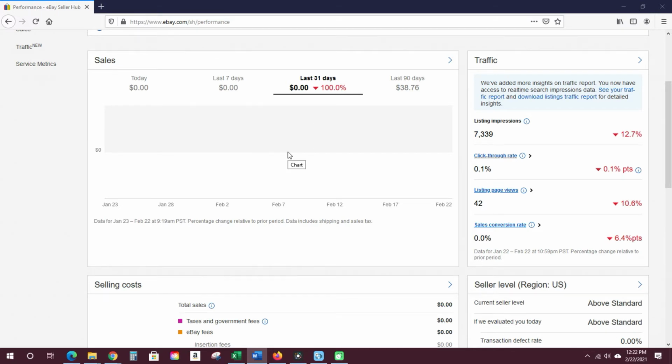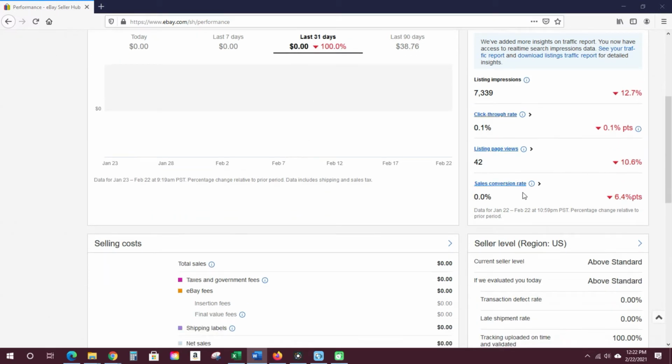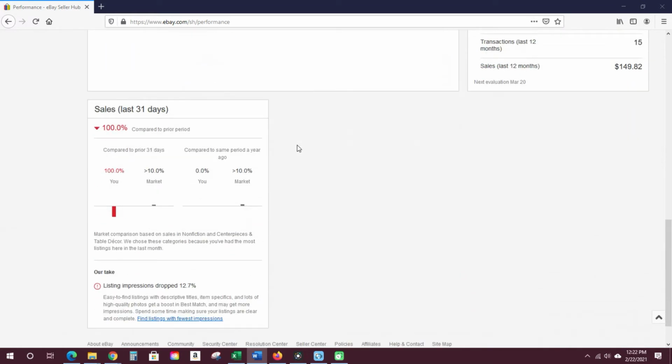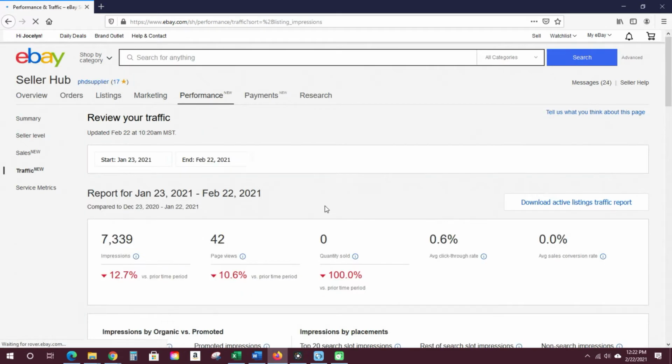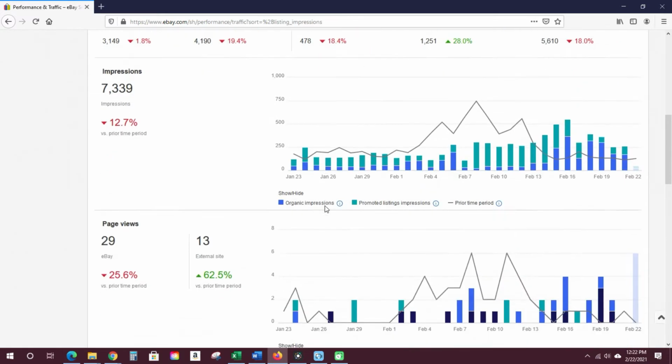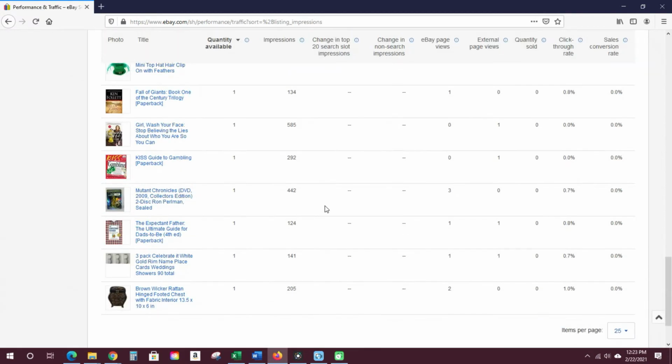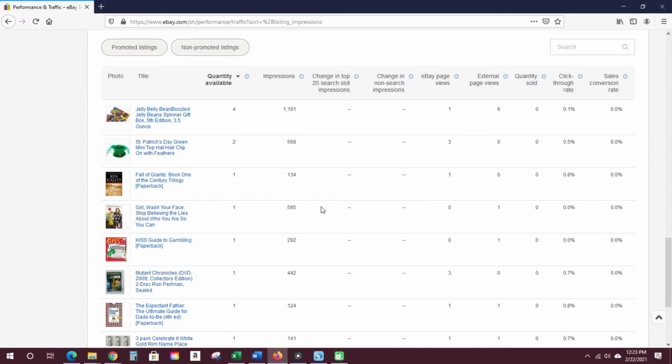So what that actually does, if you scroll down a little bit, the sales conversion rate, we want that to be 2 to 3%. And the click-through rate, the higher the number, the better off it is. And if you scroll down, it'll tell you this thing right here. It says, find listings with fewest impressions. So I want you to click on this one, and it'll actually show me, I only have a few, the ones that are not doing so good, which is all of them.